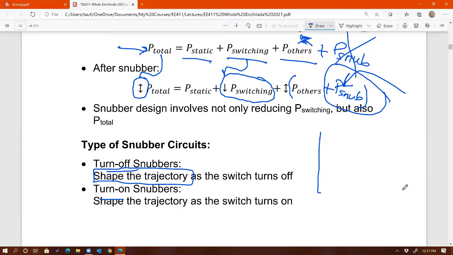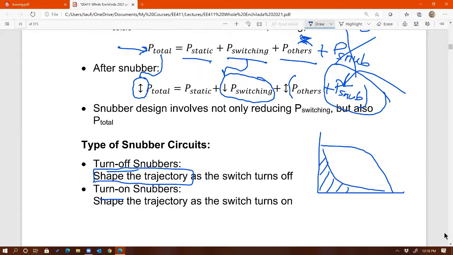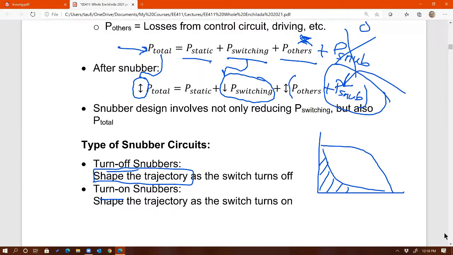For example, if the trajectory starts from this type of trajectory, with a snubber you could reshape it into this kind of trajectory. So you can see the area becomes less by reshaping the trajectory. And as you learned, the area under the switching trajectory corresponds to loss. It doesn't tell us how much, but gives a good indicator of the relative loss coming from the switching.